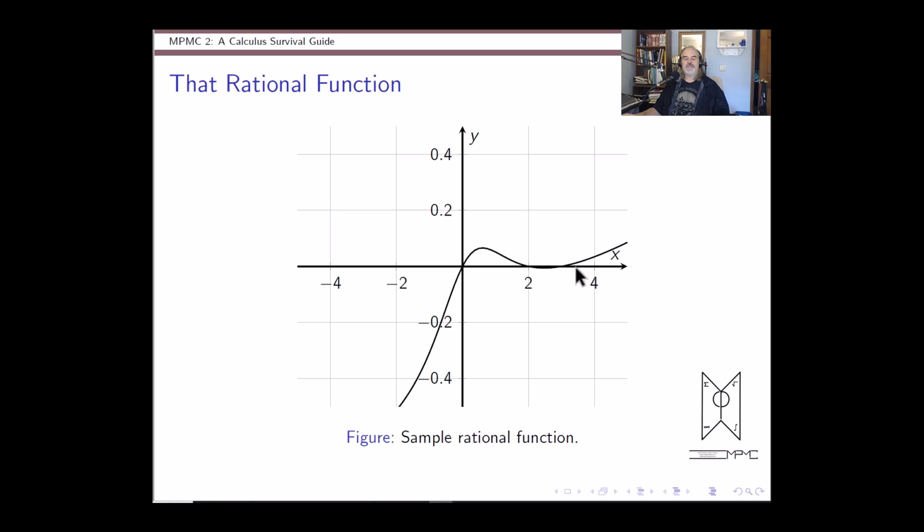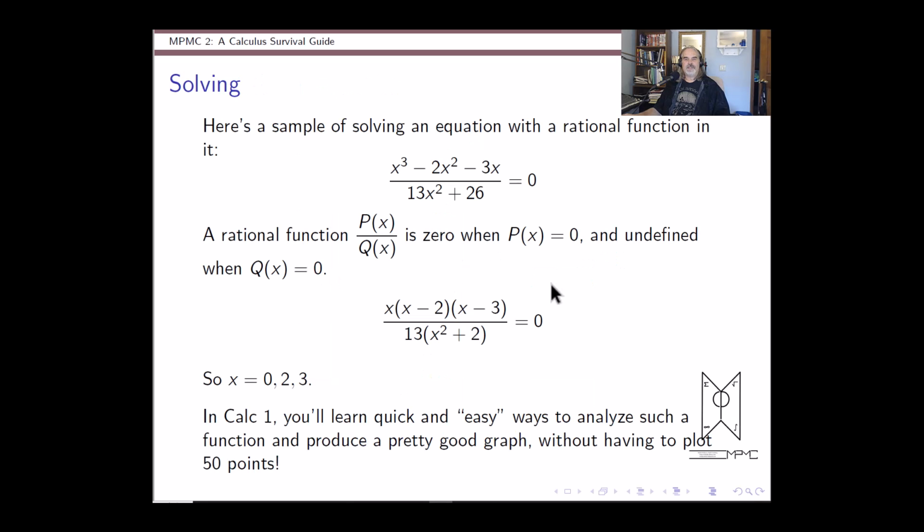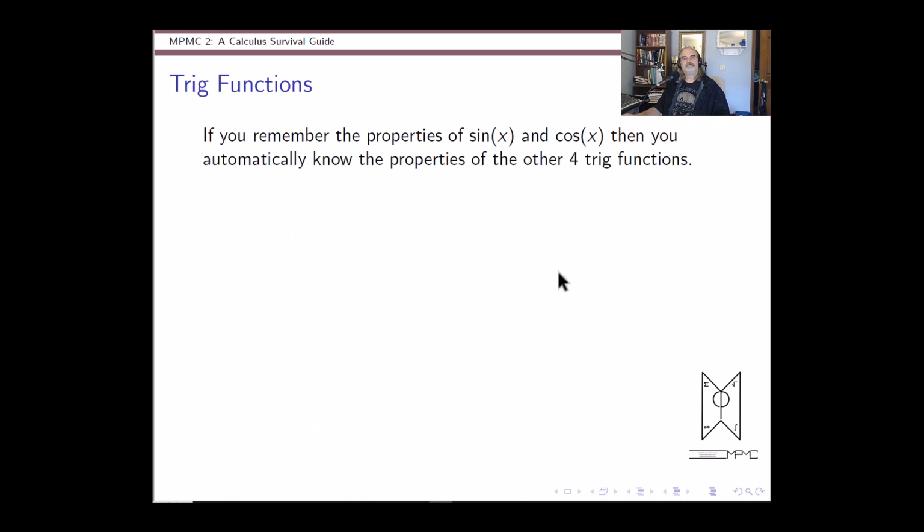Okay, this is a picture of the function, and if we zoomed out, a bigger picture of the function would never have any asymptotes or discontinuities because this function never goes to 0 in the denominator. So this function is defined for every value of x.